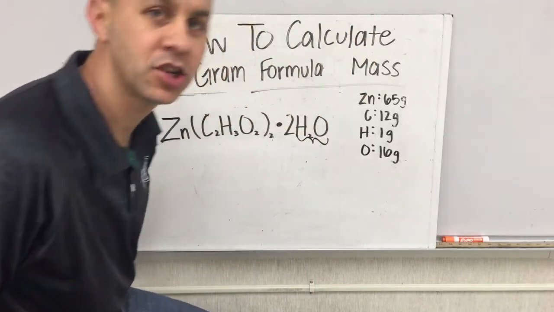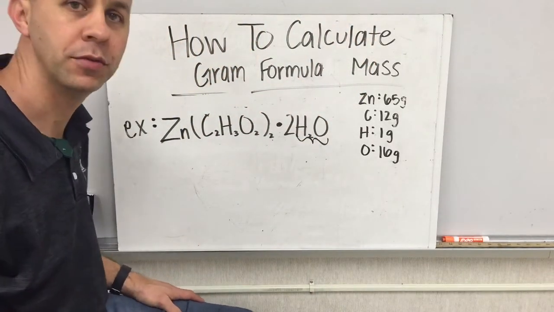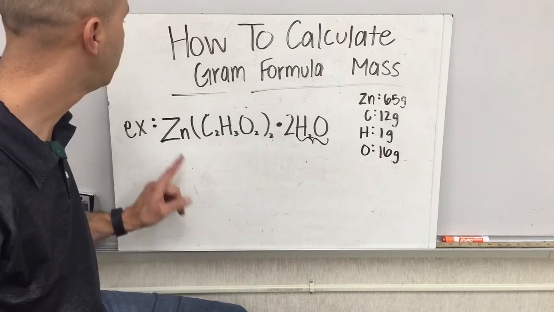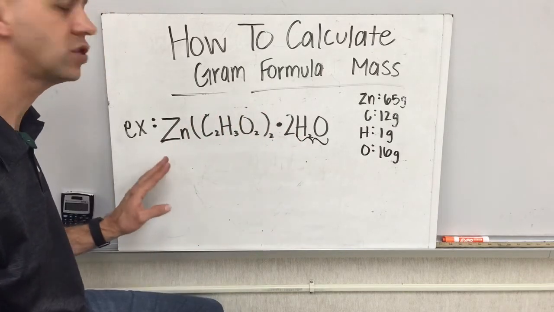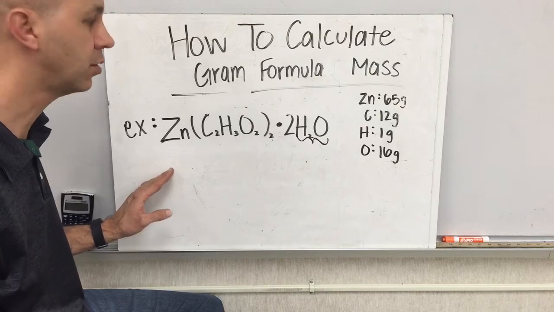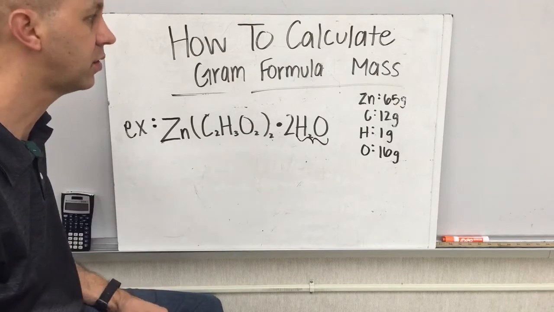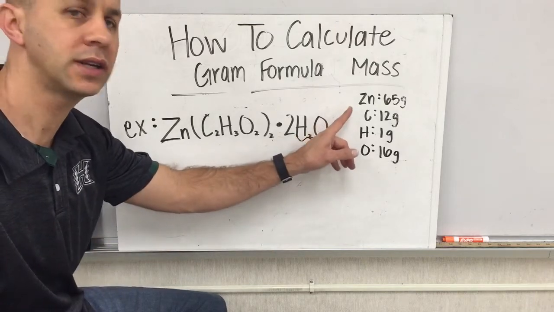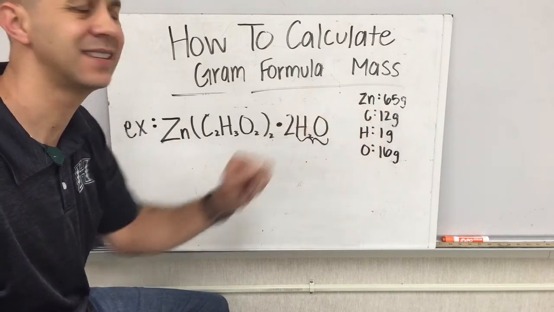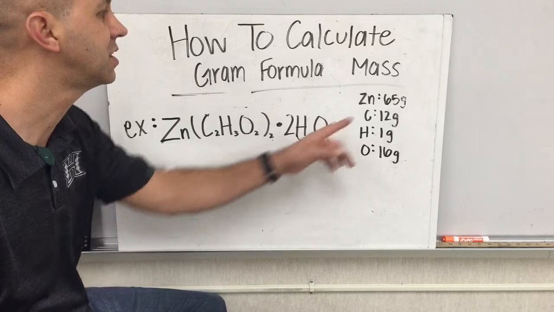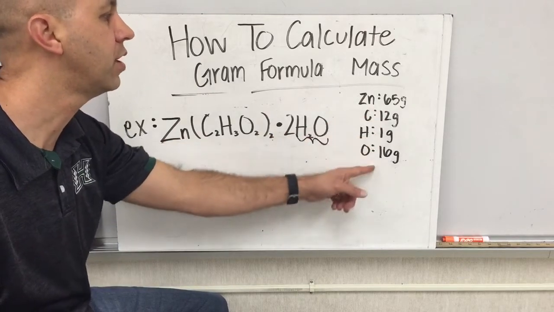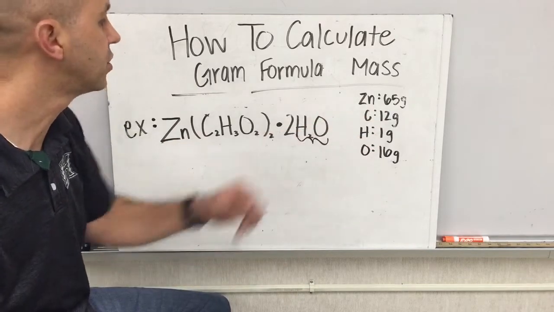Hi, I'm going to show you guys how to calculate the gram formula mass. What you need to do when you get something like this is you first need to use the periodic table to find out the mass of 1 mole of each of these different elements. So what we did is we used the periodic table, and it shows that zinc has 1 mole of zinc equals 65 grams, and 1 mole of the other elements equals these numbers over here.